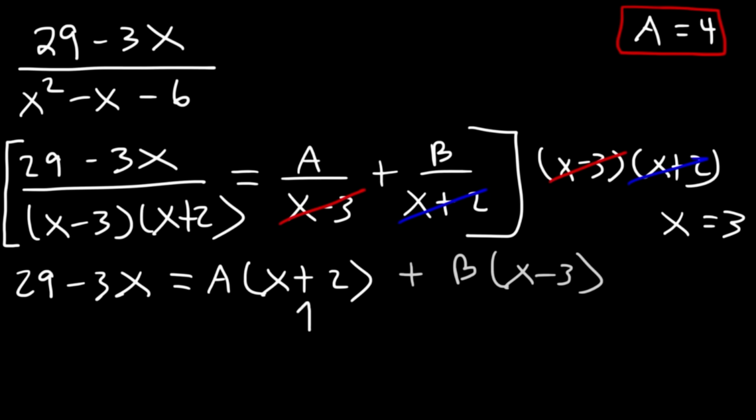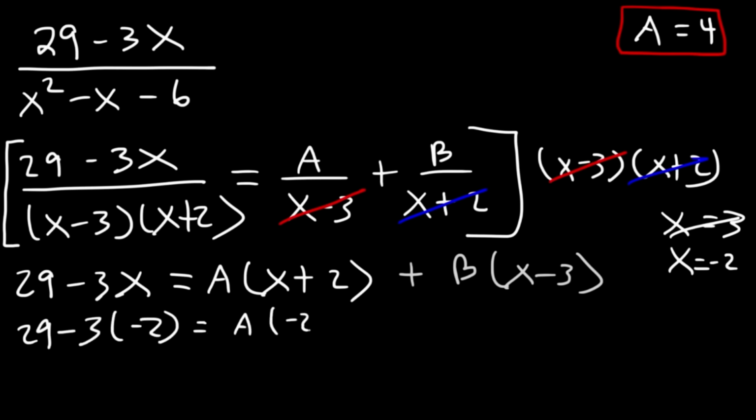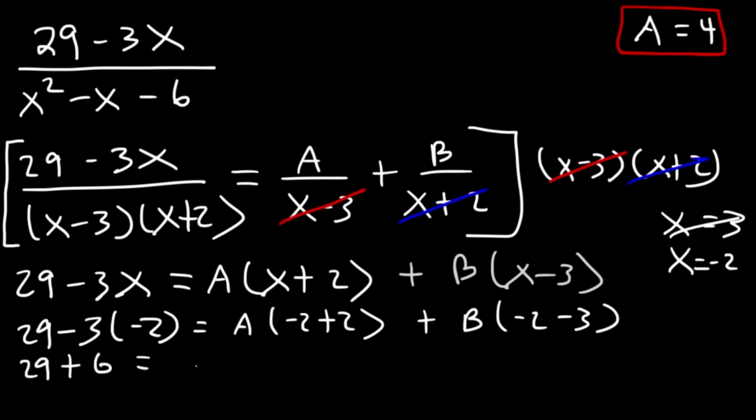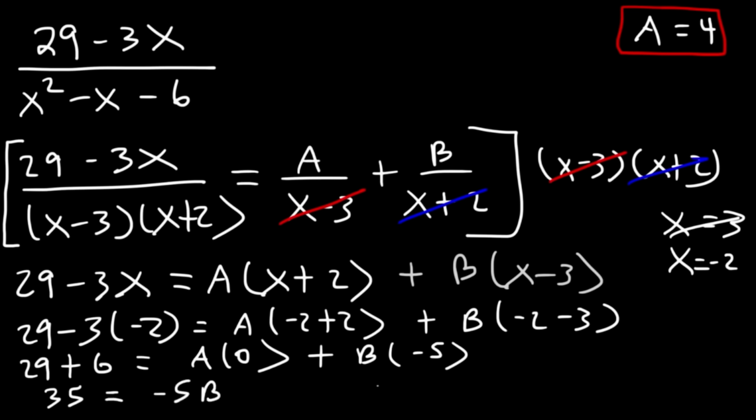Now, let's plug in negative 2 so that this term becomes 0. So we're going to have 29 minus 3 times negative 2, and that's equal to a times negative 2 plus 2 plus b times negative 2 minus 3. Now, negative 3 times negative 2 is positive 6. Negative 2 plus 2 is 0, and negative 2 minus 3 is negative 5. 29 plus 6 is 35, and so that's equal to negative 5b. So b is going to be 35 divided by negative 5, which is negative 7.